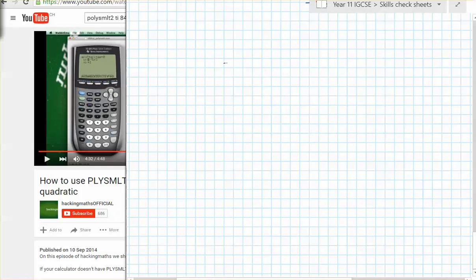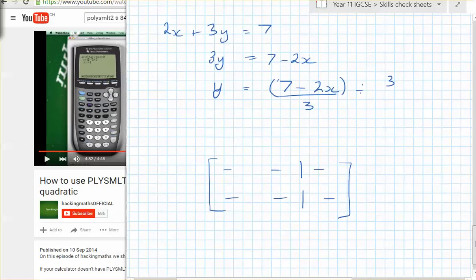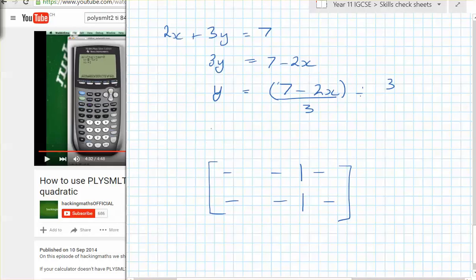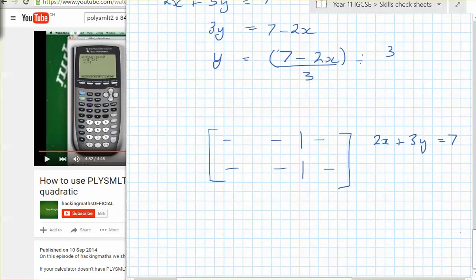Do we have 1, 2, 3 slots? Yep, 1, 2, 3 slots. That's what we see, yeah? Is there a line anywhere? Yes, just before the answers. So here, there's a line. What we have to do, if we're trying to solve what we had, the first line, 2x plus 3y equals 7, and the next one, 4x minus 2y.